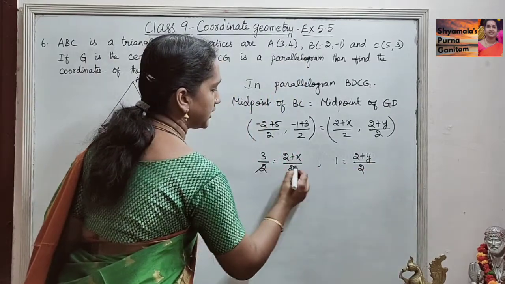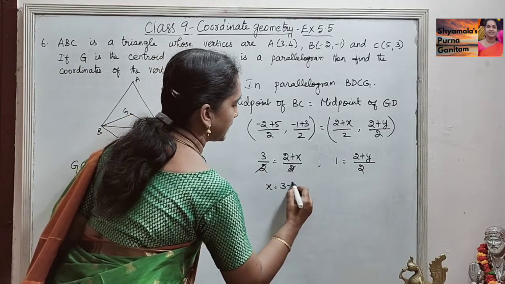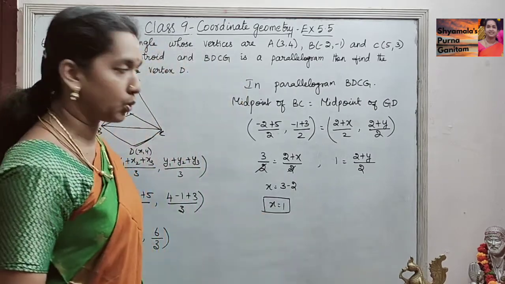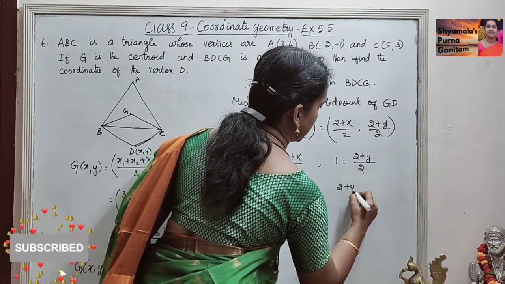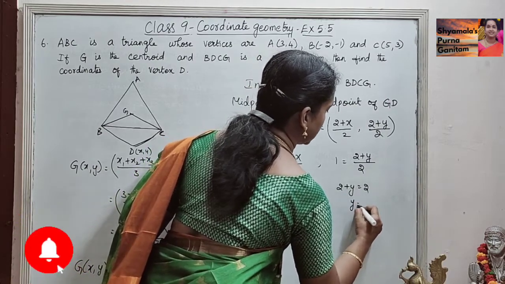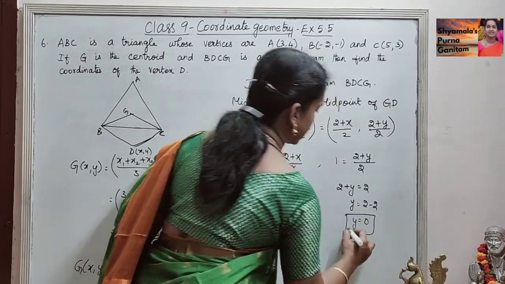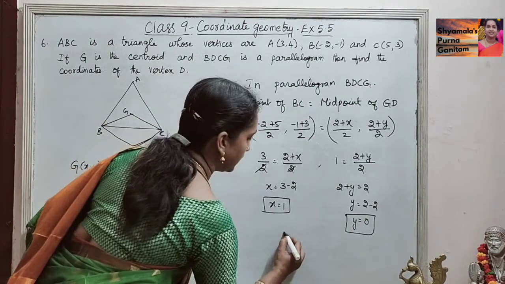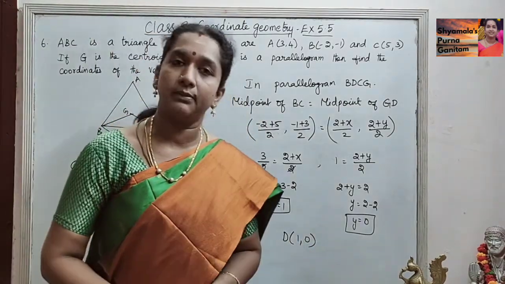When we simplify this, the 2 gets cancelled. So x is equal to 3 minus 2, and the x coordinate is 1. In the same way here, 2 plus y is equal to 2, so y is equal to 2 minus 2, and we get the y coordinate as 0. So the coordinates of D are 1 comma 0. Okay.